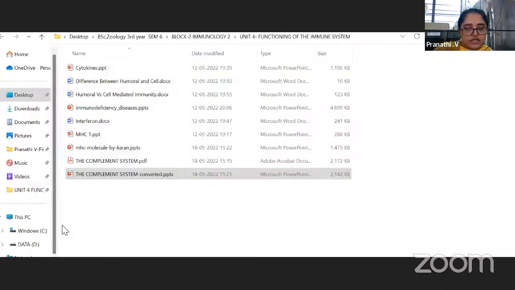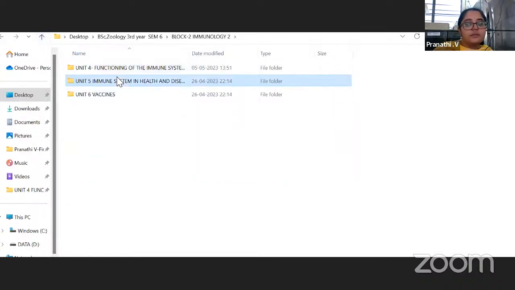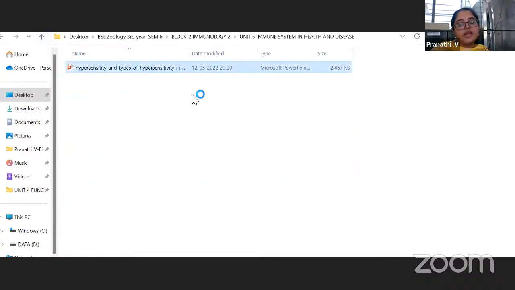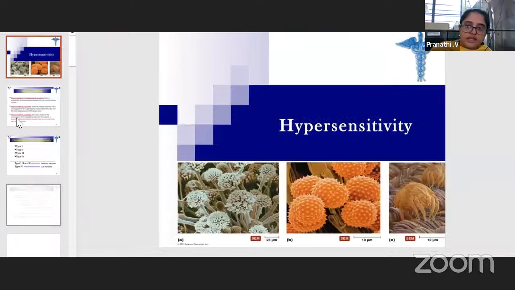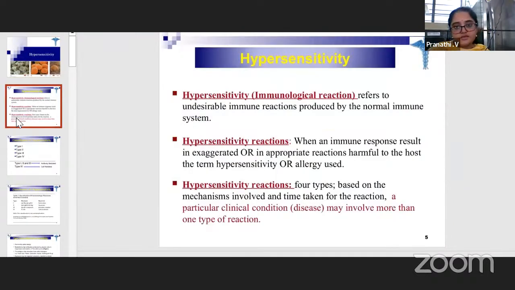So I have finished speaking about the complement system. Now I want to talk about the immune system in health and disease. Here we are going to see the basics of hypersensitivity. What exactly is the meaning of hypersensitivity? Something which we do not want in our body, in the easiest way to put it.